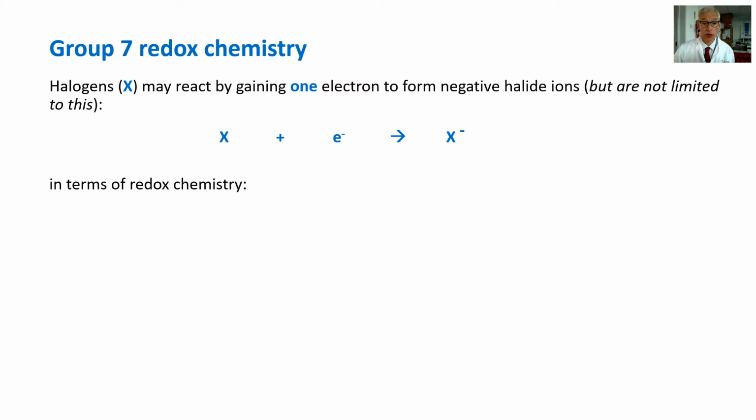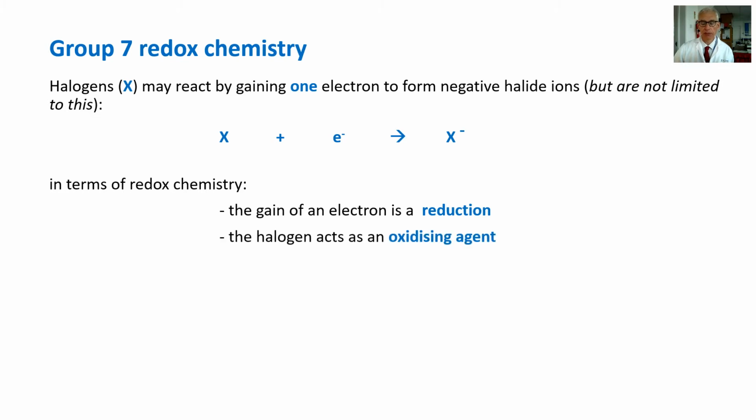So there's two simple things that can be said. The halogen has gained an electron, so this process is a reduction. The gain of electrons is reduction. The other thing that can be said is if the halogen is itself being reduced, something else must be being oxidized, something else must be losing electrons. So the halogen is acting as an oxidizing agent.